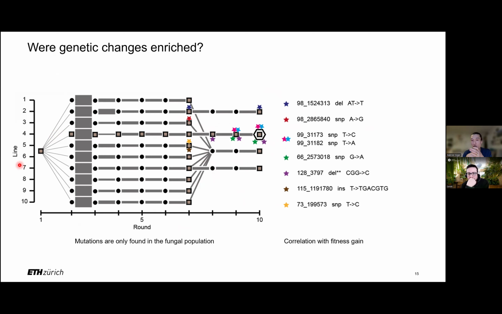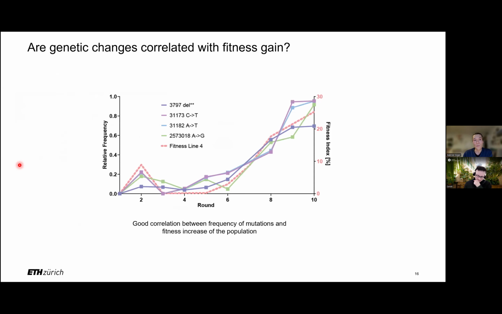We saw that the best performing line 4 had relatively many mutations. What was quite interesting was that we found the mutations only in the fungal population and not the bacterial population. Intuitively, we would have thought that the bacterium mutates faster than the fungus, but this seems not to have been the case here. The genetic changes in this time resolved line 4 were highly correlated with the fitness gain, as in at the same time that the fitness of the population was increasing, more spores were formed with bacteria and they germinated better.